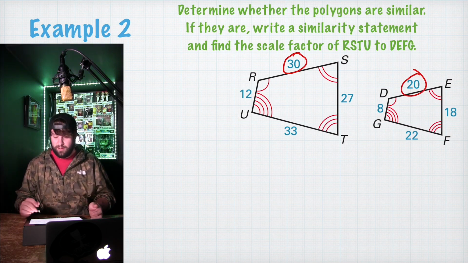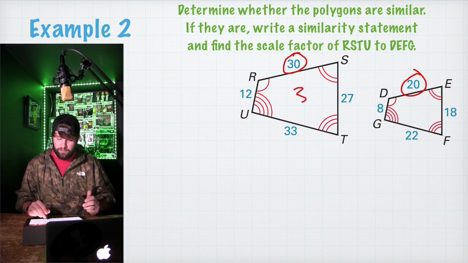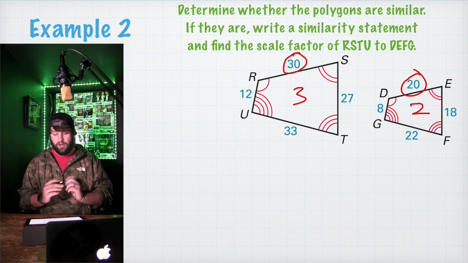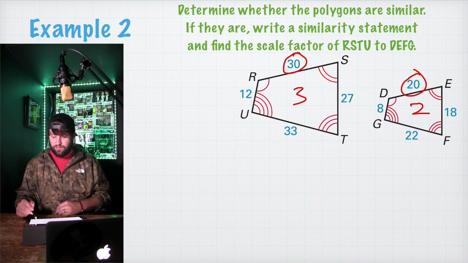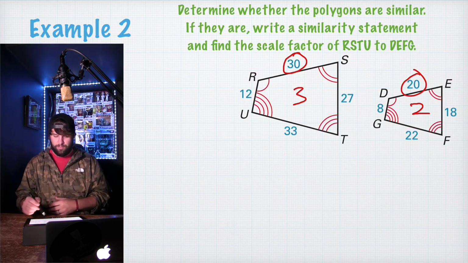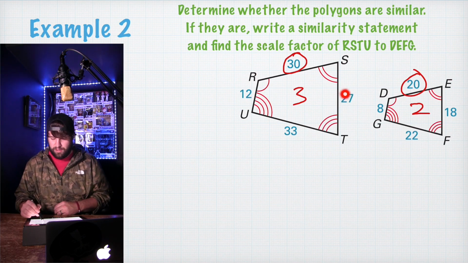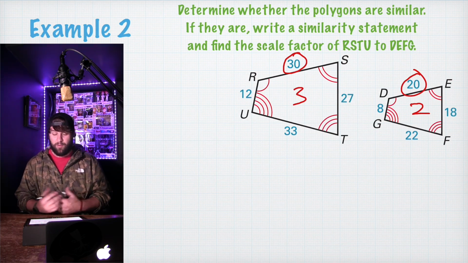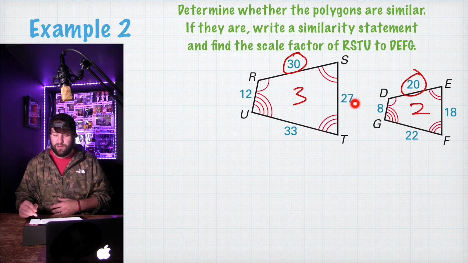30 over 20 is a really easy one to start with. We would reduce down to 3 over 2. So all the other side lengths need to reduce down to 3 over 2. Okay? So 27 and 18 is going to reduce down to 3 over 2 because both of these are divisible by 9. 27 divided by 9 is 3. 18 divided by 9 is 2. The way I like to do it is what times 3 is going to give me 27, once I know that 3 is going to be my base number.